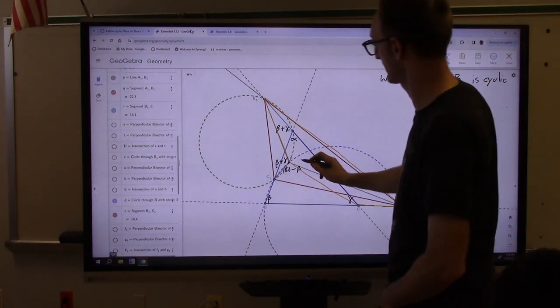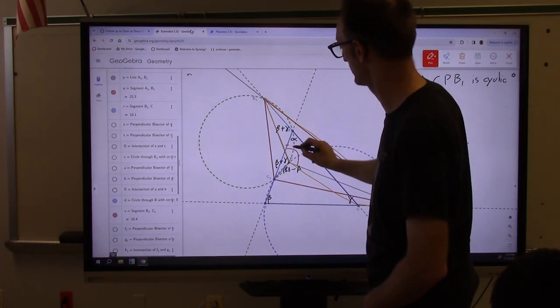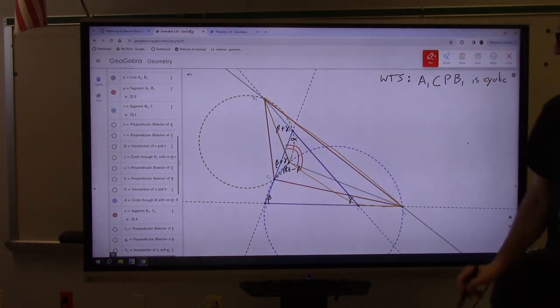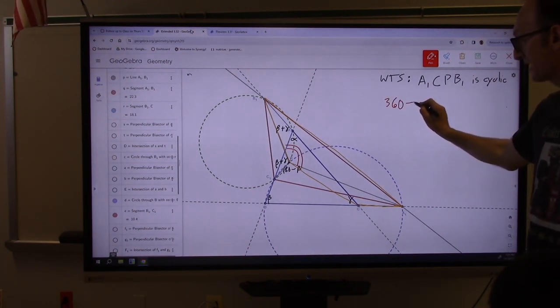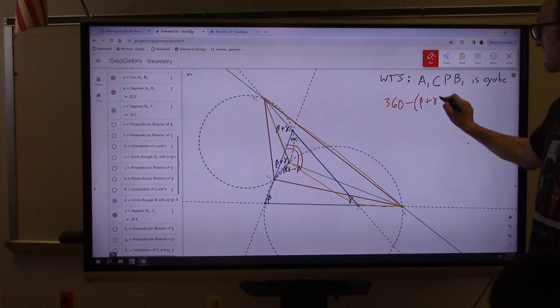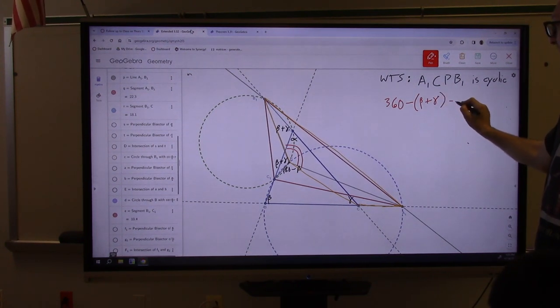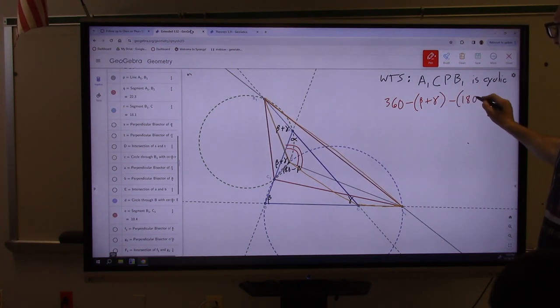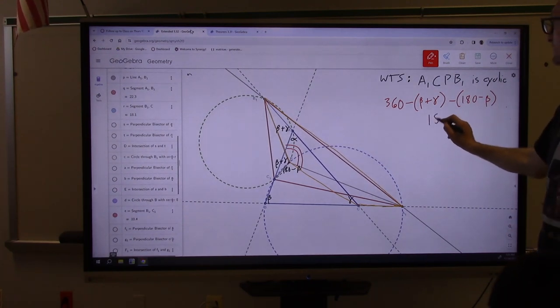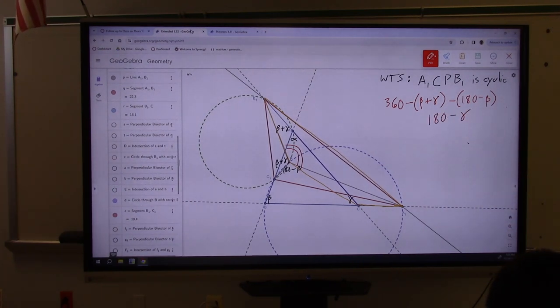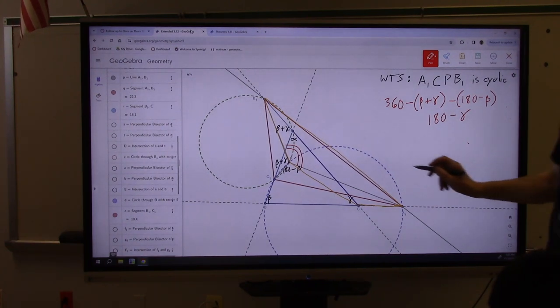Okay, so you're saying this angle here is like 360 minus beta plus gamma minus 180 minus beta, like this? That was your plan? Okay, and so what does this turn out to be? I guess it's 180 minus gamma. By algebra, or just arithmetic. And therefore, are we just done now?